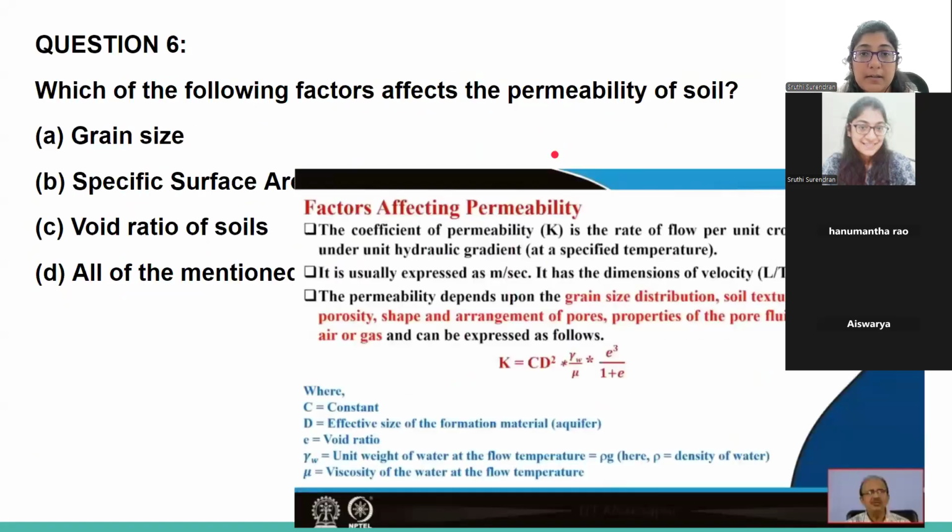Then what are the factors affecting permeability? From this equation, if you know it, you can very well know the factors on which permeability depends. It depends on the size of the particle. It depends upon the property of the fluid that is flowing through it, that is water. It depends on the porosity or void ratio also.